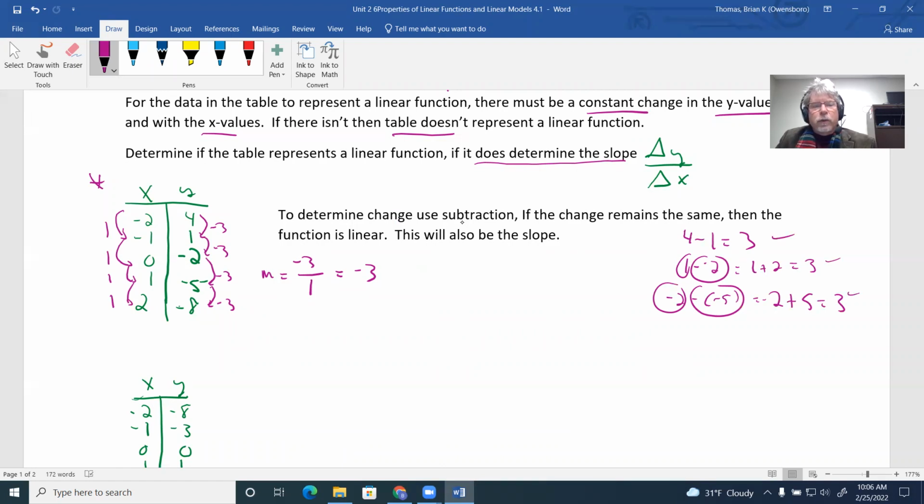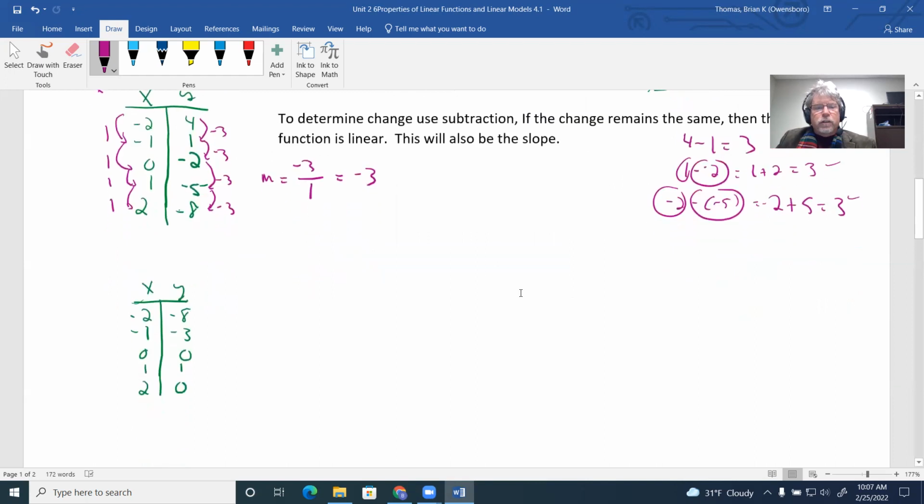But over here, we have to pay attention to the direction as well. The change is actually going down 3. But there is this constant value that we're seeing. So that kind of verifies, yes, we do have a linear function.